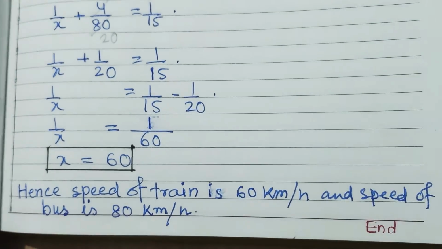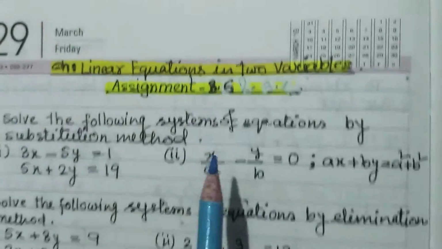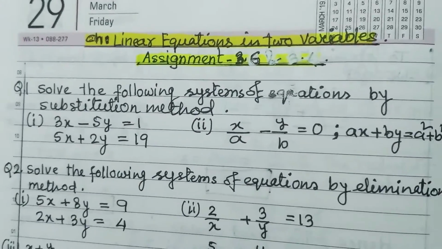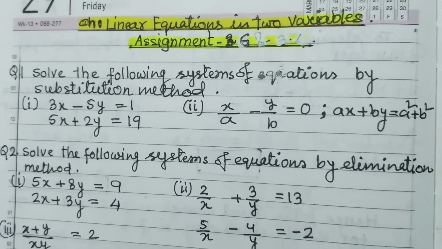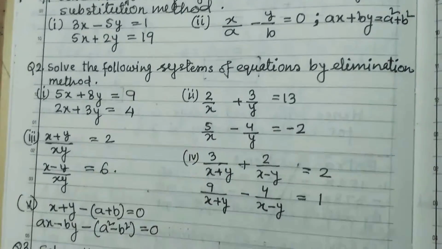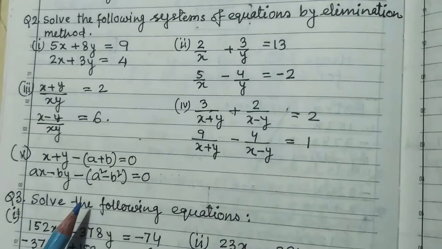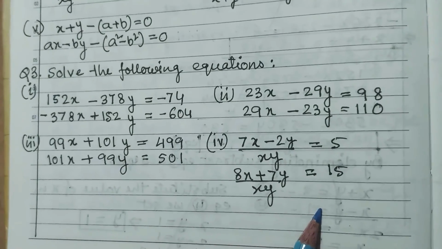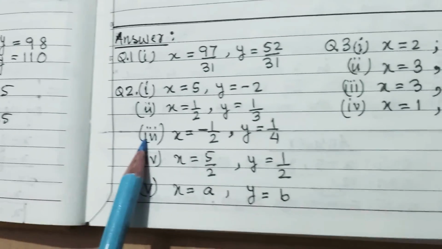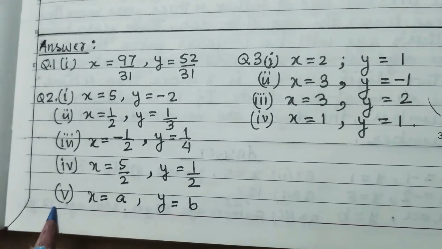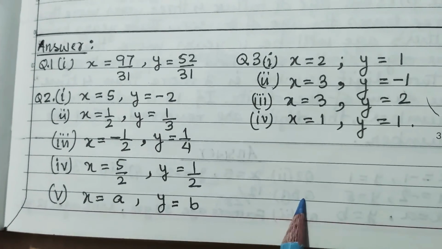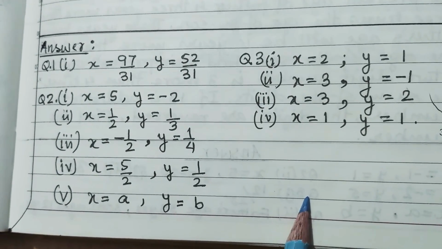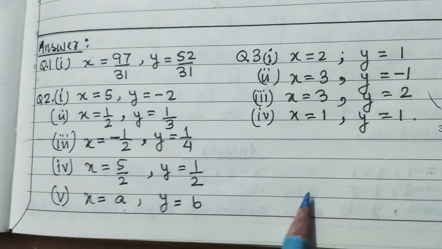Now I have given an assignment. This is the assignment of exercise 3.6. The word problems I have not given here, but similar types of questions I have given as I have solved in this exercise. Okay. And the answers also I have given here. You check in the answers of all the questions here. Please complete it. Thank you so much.